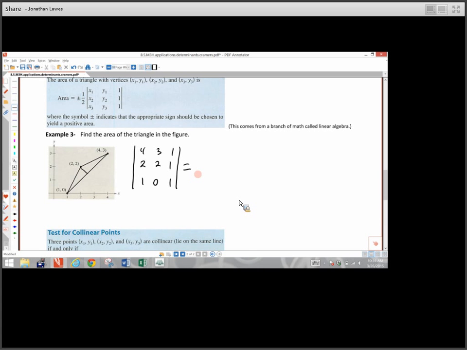So ready. Emily, which row or column? Use the bottom row or the far right column. Okay, but bottom row, probably. Probably the bottom row because it's got a 0 in it, right? Anytime you've got a 0 there, it simplifies the multiplication.